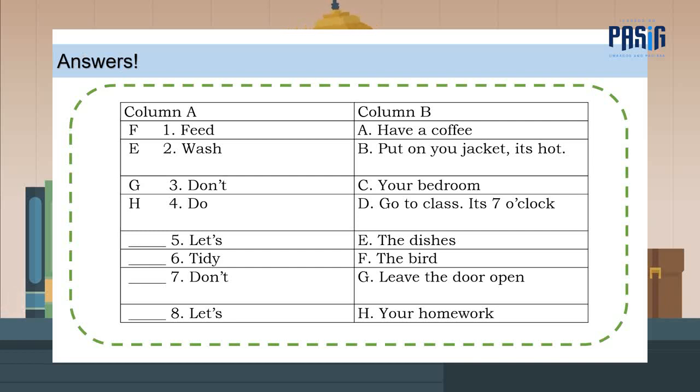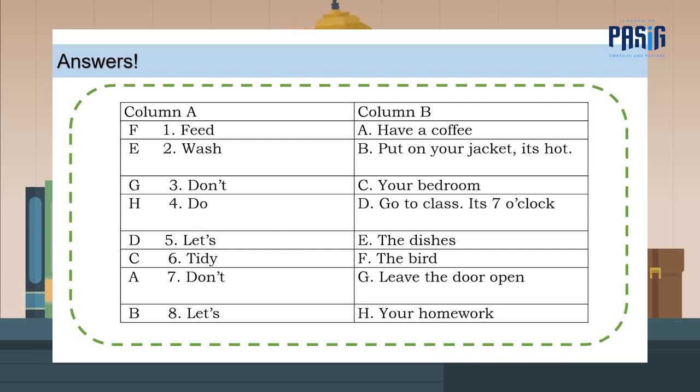Number 5, let's. You are correct. The answer is D, go to class. It's 7 o'clock. Number 6, tidy. Perfect. That is C, your bedroom. Number 7, don't. Correct. The answer is A, have a coffee. And number 8, let's. Awesome. The answer is B, put on your jacket.